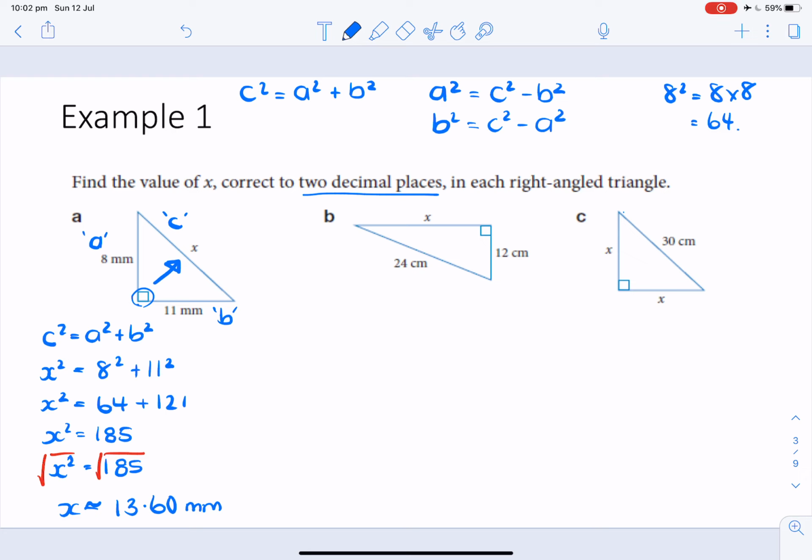Remember to keep the units the same. I've got millimetres here, so my response must be millimetres there. The other thing to look for when you're trying to figure out whether your answer looks right is that the longest value, which is my x value, the solution, must be bigger than my A and my B. My A is 8, my B is 11, my x or my C value is 13.6. Yep, must be on the right track because it is bigger than 8 and 11.